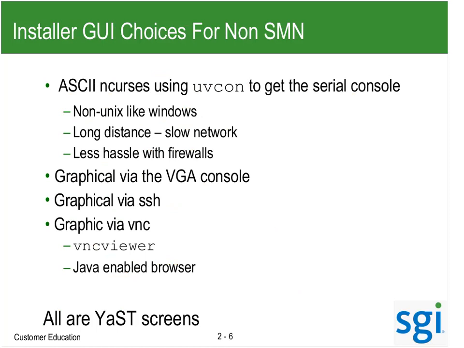So the installer choices. This class is meant to be bare bones survival, so the intent is that you install with the ASCII NCurses version. You're going to go into UVCon to get the serial console. This would be for non-Unix, non-X11 type environments, and it's good for long distance and slow networks.